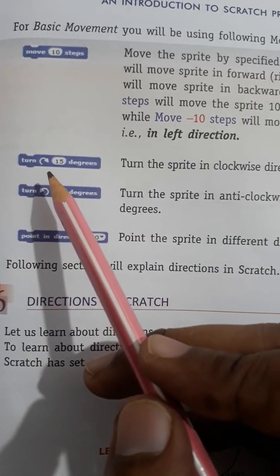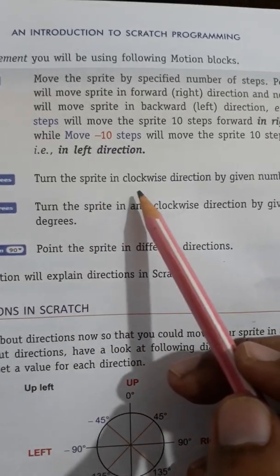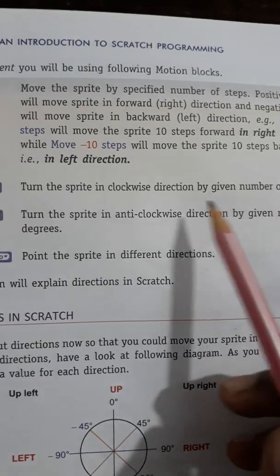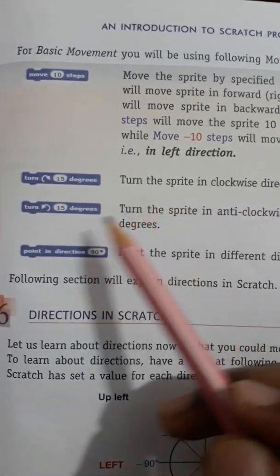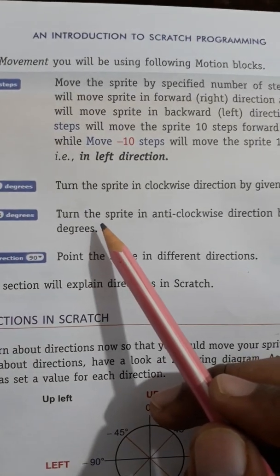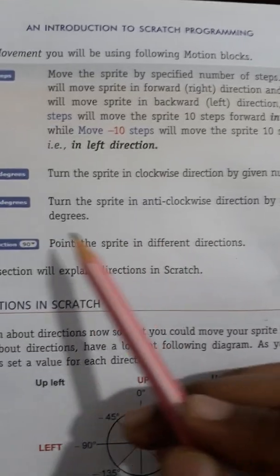Next, turn clockwise 15 degrees. Turn the sprite in the clockwise direction by a given number of degrees, and that degree could be 0 to 360. Turn anti-clockwise 15 degrees. Turn the sprite in the anti-clockwise direction by a given number of degrees.